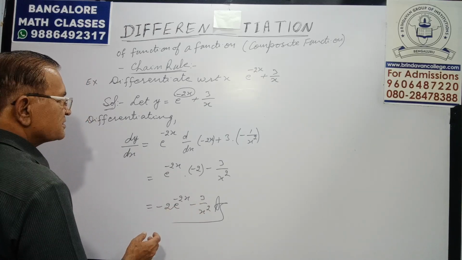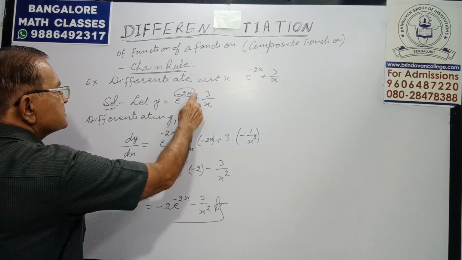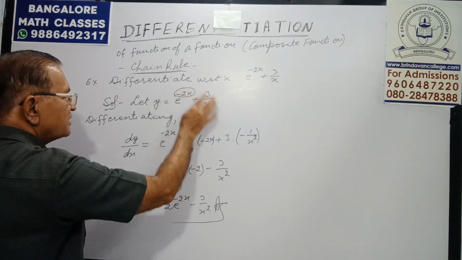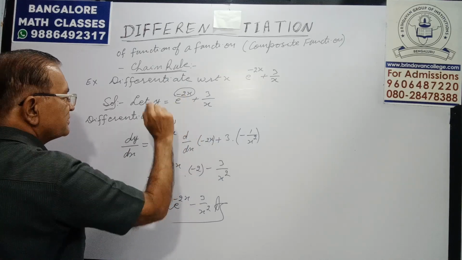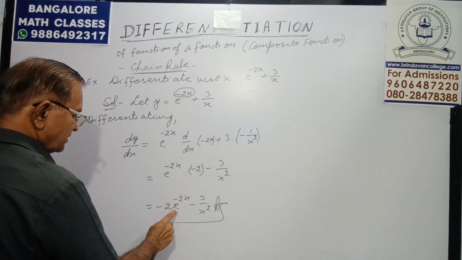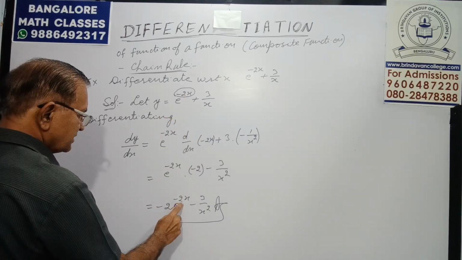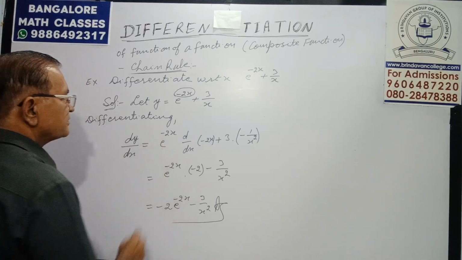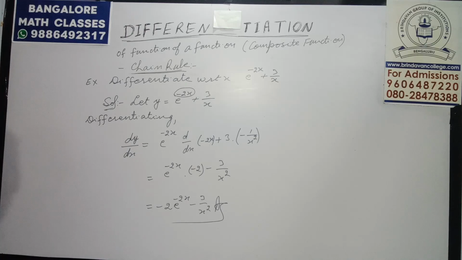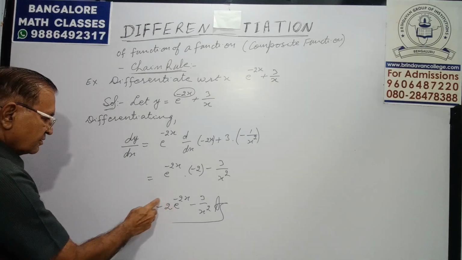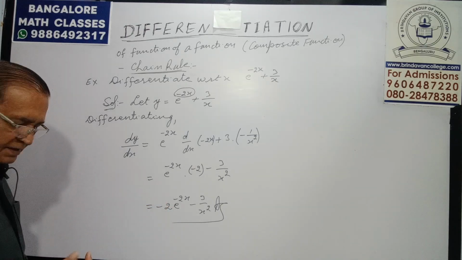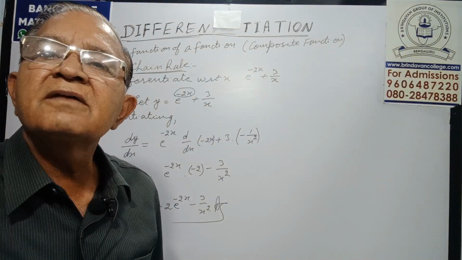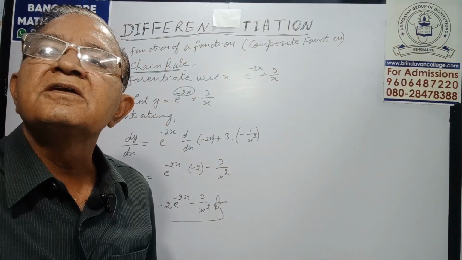We also call it the differential of a function: differentiate it as usual, then multiply by the coefficient of x. See here, after differentiation we are getting e power minus 2x multiplied by the coefficient of x, that is minus 2. So like that you can also learn it. It's quite simple. If it is not x, you have to go on differentiating.